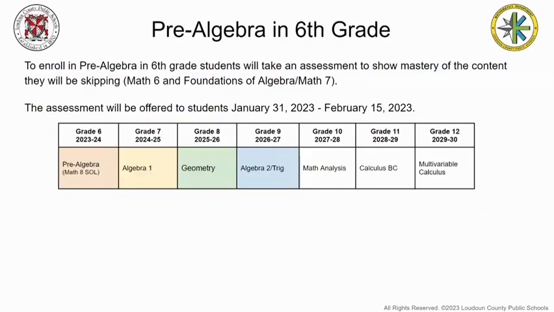Some students may be interested in accelerating 2 years in mathematics, skipping Math 6 and Foundations of Algebra, in order to access multivariable calculus in high school.